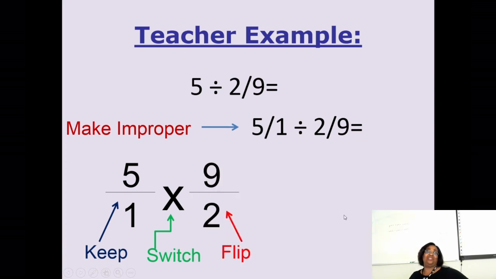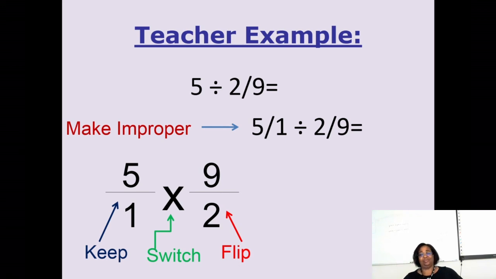Now, I cannot do any cancellation or multiplication until I do this keep, switch, and flip. I have to do the keep, switch, and flip before I do anything else. Any questions on what keep, switch, and flip means? Keep the first fraction the way that it looks. Change the division to multiplication. And flip the second fraction.